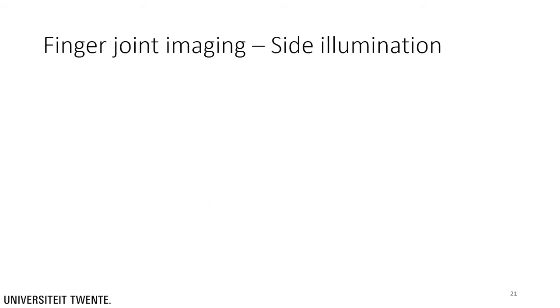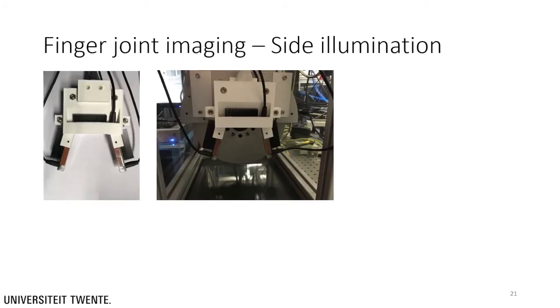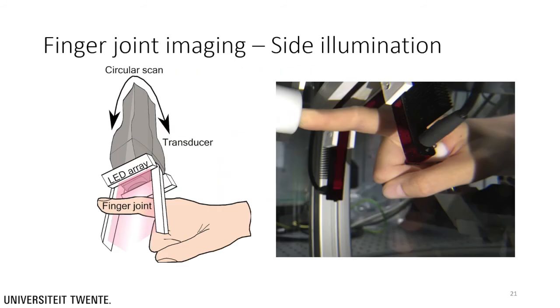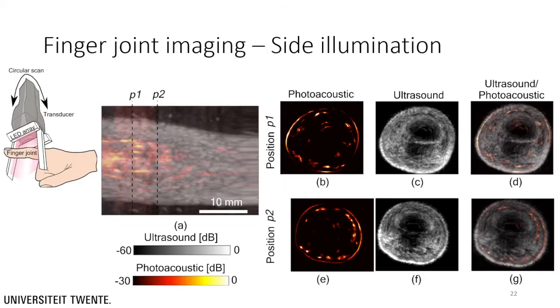Using the LED-based ultrasound and photoacoustic imager, we created this finger joint imaging setup with the LED bars in the side illumination mode. For tomography, the finger is placed in the construct of the ultrasound probe plus the LED bars, which then rotate around the finger. Everything is submerged in water. We imaged a finger joint in a healthy volunteer.